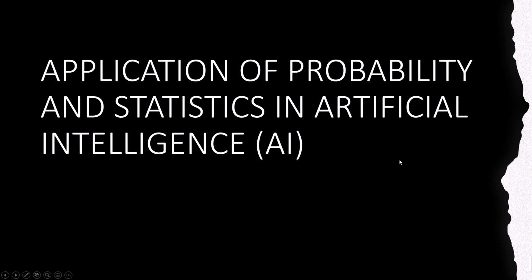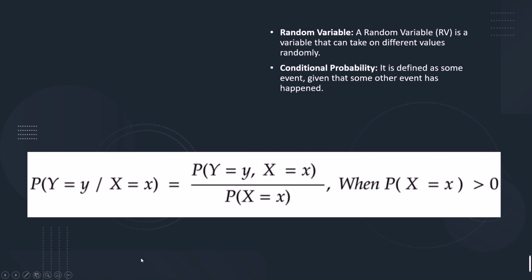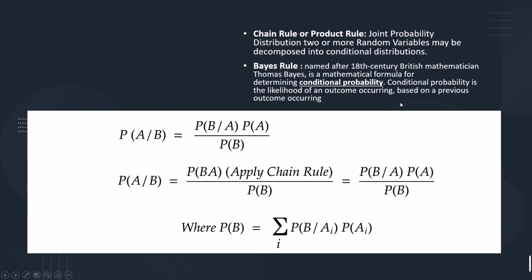Conditional probability. It is defined as the probability of some event given that some other event has happened. This is the formula which we use in conditional probability. This is the chain rule. Chain rule of joint probability distribution: two or more random variables may be decomposed into conditional distributions, or we can say the probability of events A and B is denoted by P(A and B) or P(A,B).